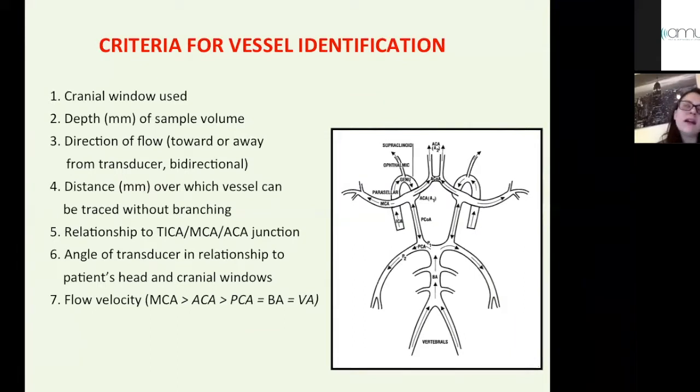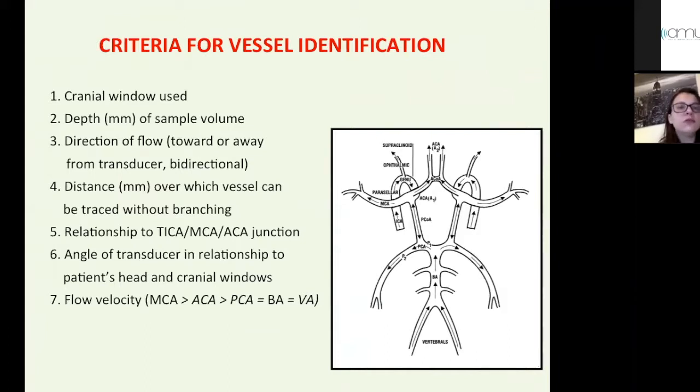So basically, there are 2 types of transcranial Doppler. One which is based on the ultrasound, which is the one that we have just seen, which makes our life much easier because basically we can actually see the anatomy of the vessels. But sometimes we just have the blind transcranial Doppler. So we need to rely just on these criteria.